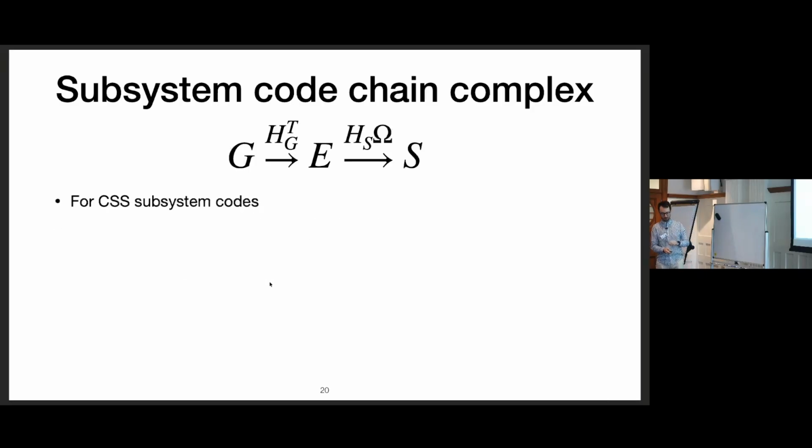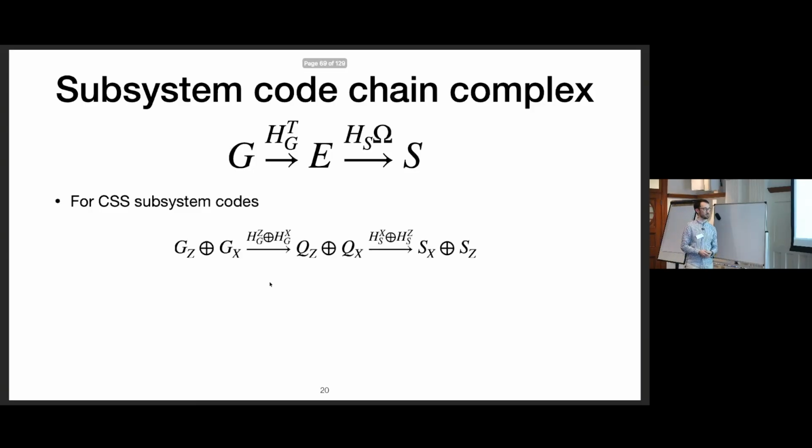Okay, and now that was the general case, and now we can talk about CSS codes, where it simplifies a little bit. So in the CSS code, I have this split between the gauge operators into Z and X type, same with the errors and the syndromes. And then you see also the matrices will split up as well into the X and Z type. And then you can see here that this omega is getting taken care of by the X part acting on the Z here.